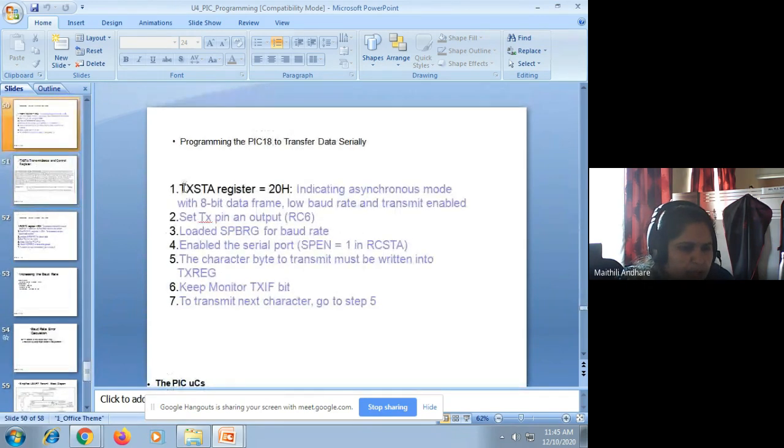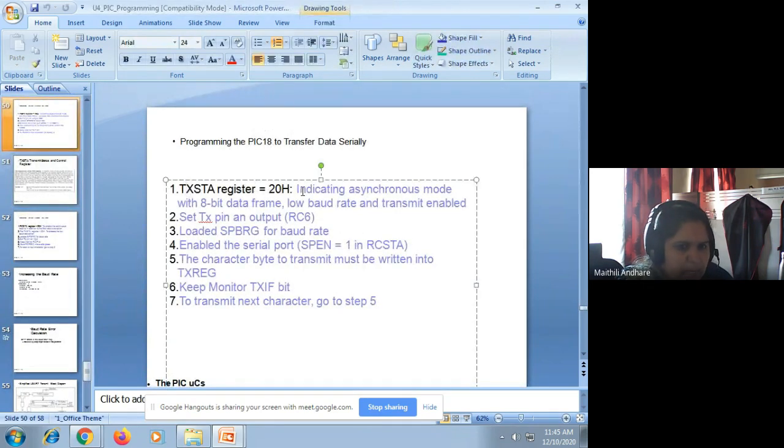First of all, you have to make the status register value by selecting a particular mode. So what is this indicating? Asynchronous mode, 8-bit data frame, low baud rate and transmit enable bit. Depending upon that, the particular bits are made 1 and 0, and you will get 20 as the value. Then set the TX pin as an output pin, that is the RC6 pin. How do you set this pin as an output pin? By using the TRIS register.